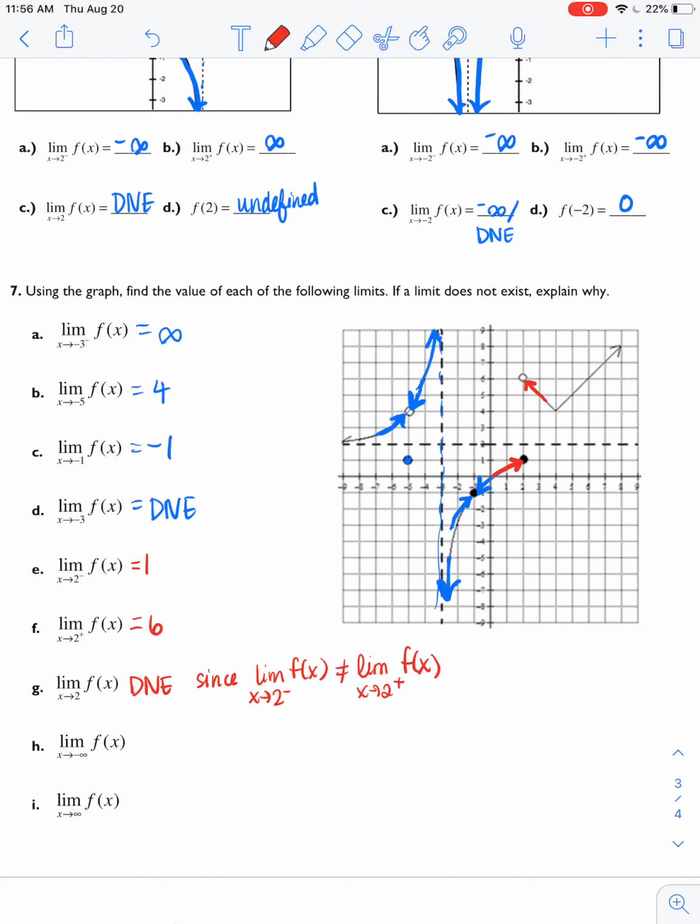The limit as x approaches -infinity, so that's my left-hand behavior. I can see that's approaching a y value of 2. I have that horizontal asymptote. And on the right side, my limit is going up towards positive infinity. So I could say it is infinity, or I could also say does not exist, since the limit is infinite.